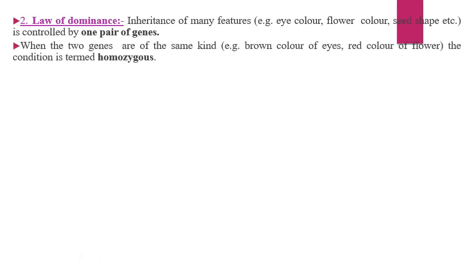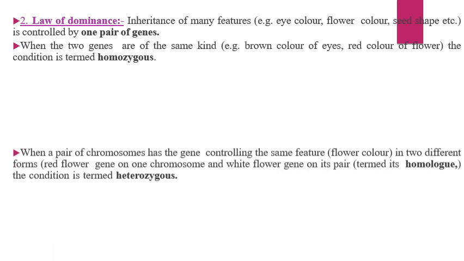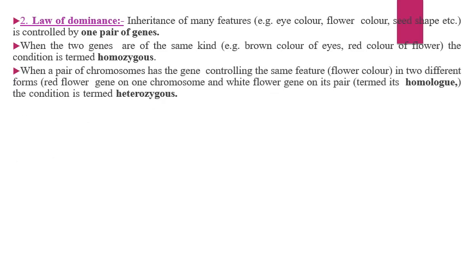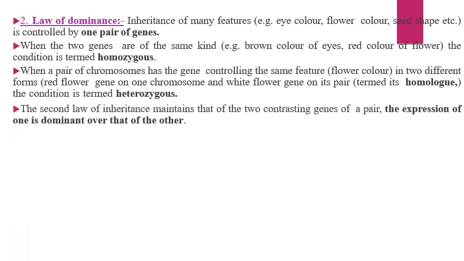Law of dominance. Inheritance of many features like eye color, flower color, seed shape, etc. is controlled by one pair of genes. When the two genes are of the same kind, like brown color of eyes or red color of flower, the condition is termed homozygous. When a pair of chromosomes has the gene controlling the same feature in two different forms, such as a red flower gene on one chromosome and a white flower gene on its pair, this condition is known as heterozygous.